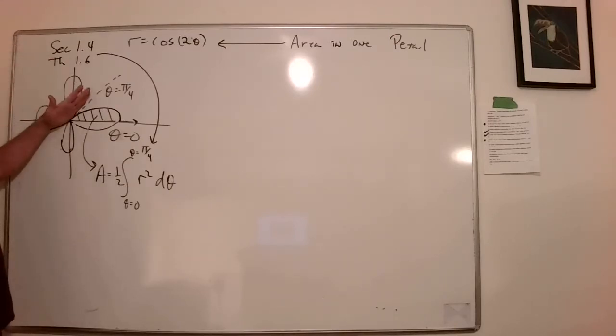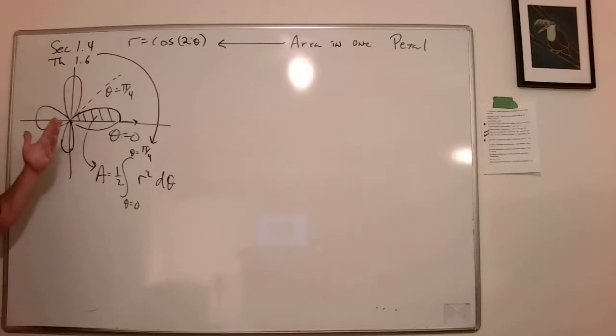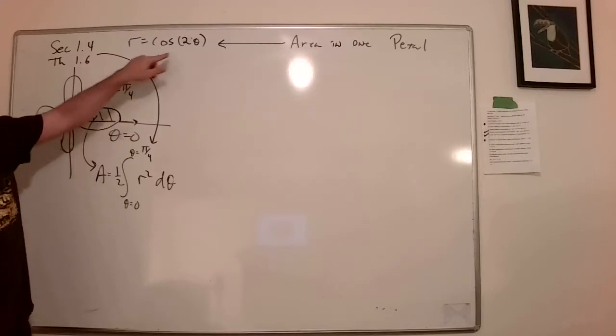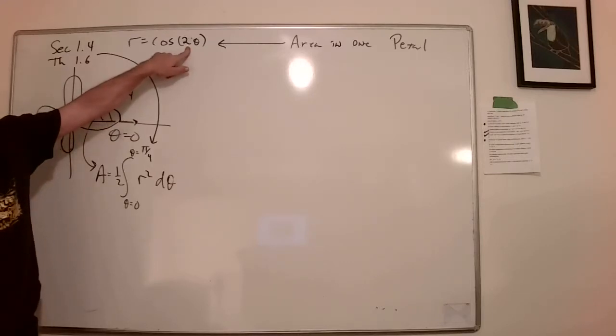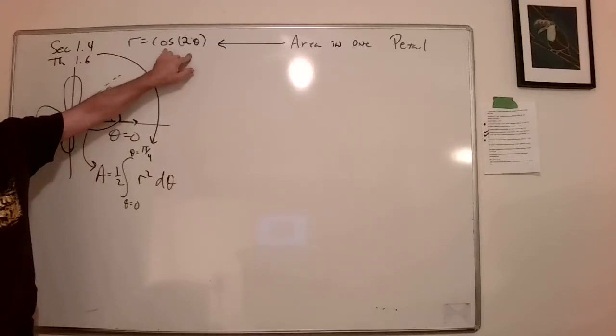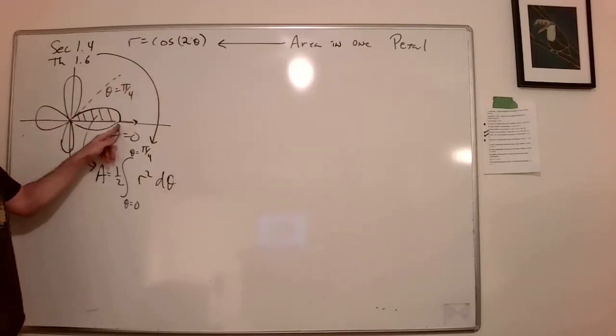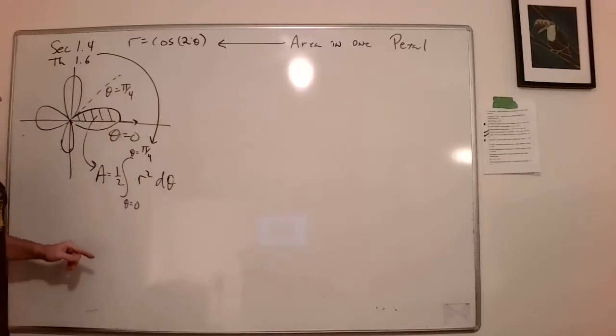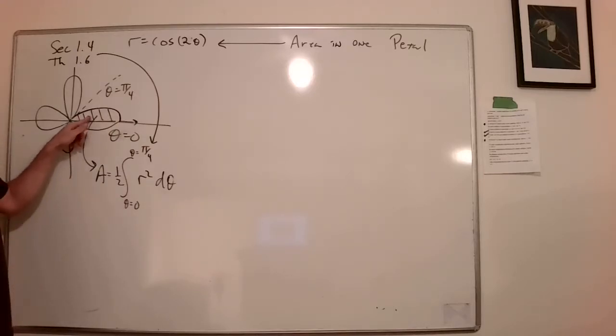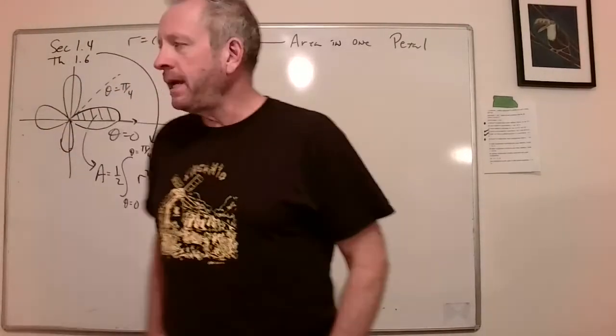Well, how do I know that's pi over 4? I guess by symmetry, by looking at the picture. But if you think about it, when the angle is pi over 4, 2 times pi over 4 is pi over 2. And the value of cosine of pi over 2 is 0. And out over here, of course, it's 1. When theta is 0, cosine of 0 is 1. So if we find this area right here in the petal, we can just multiply by 8.